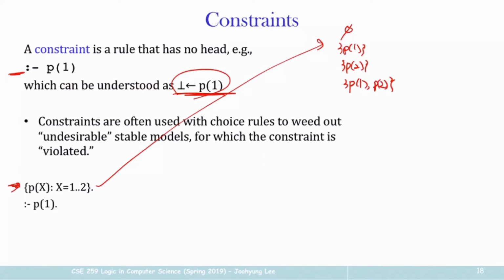Now, what the second rule is saying is, among these 4 stable models, if they contain P of 1, then remove that from the stable model, because when it contains P of 1, this leads to the contradiction. So now let's consider both of them together. How many stable models are there?